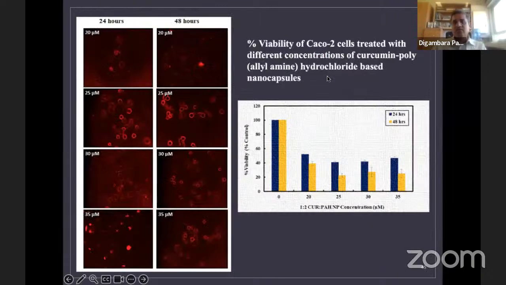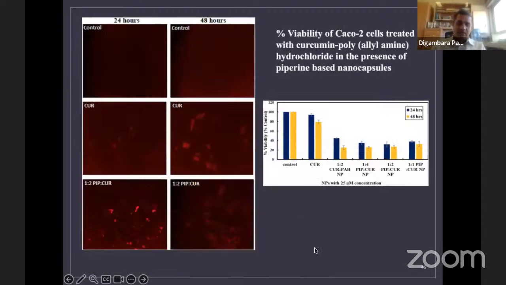Especially here we made the experiment on, I think this is breast cancer. No, I think this one we did for the colon cancer, Caco cell. So here, what we see is the bioavailability is improved, as well as the anti-cancer activity of curcumin is much higher in the presence of piperine than curcumin alone in the nanocapsule.